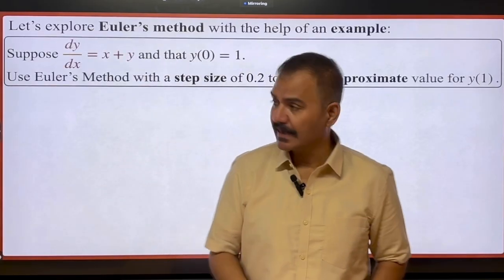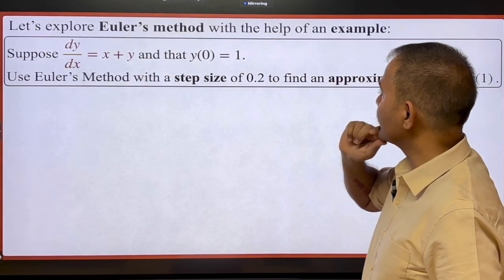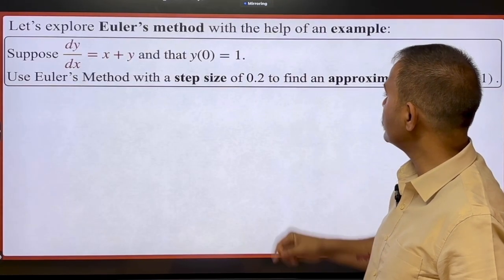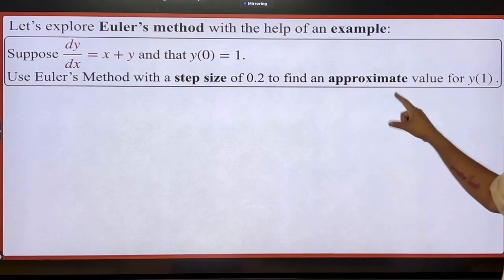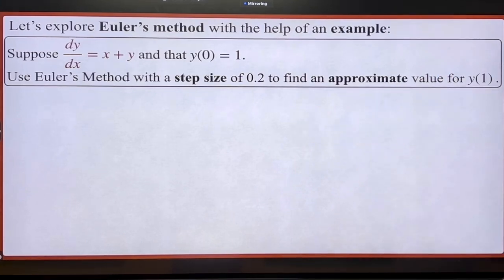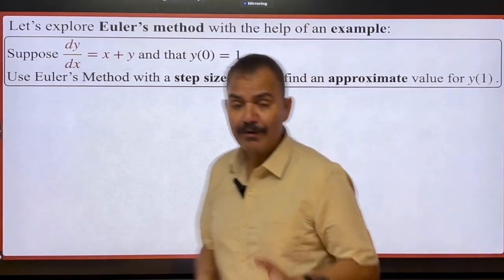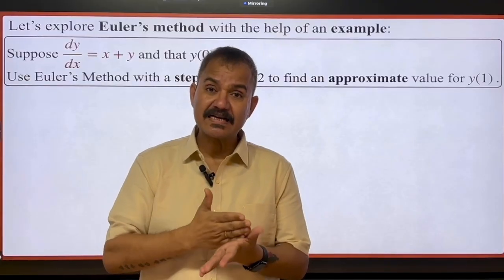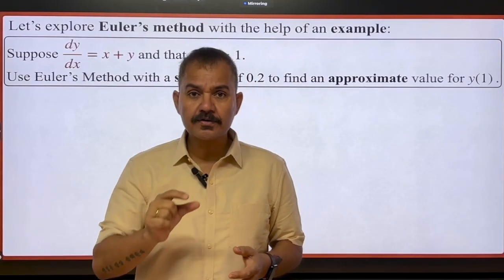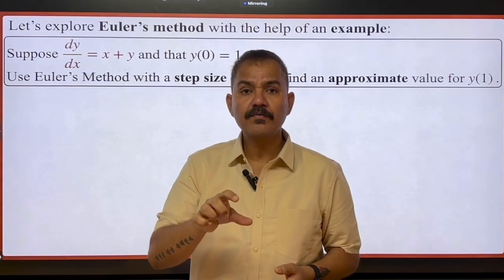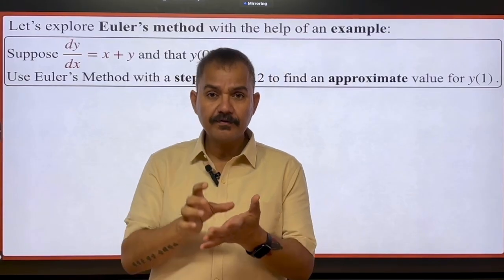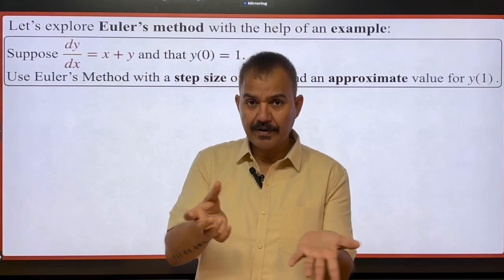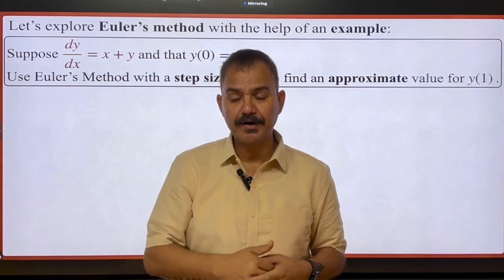Have a look at this example. dy upon dx is given as x plus y, and y(0) is equal to 1. Use Euler's method with a step size of 0.2 to find an approximate value of y(1). Now, what is the step size? In Euler's method, we use a recursive formula. What is the recursive formula? In a recursive formula, we find the value of a variable in terms of its previous value. That is a recursive formula. We'll explore more in detail soon.